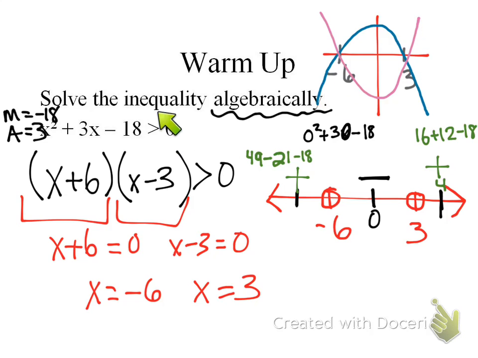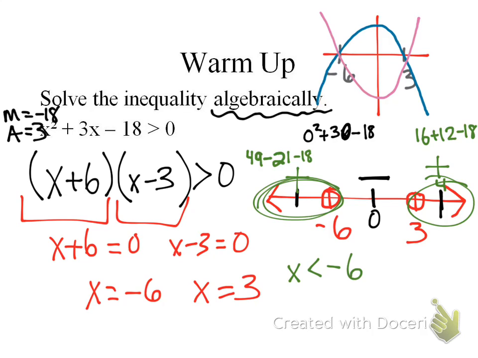All right, now look back to the original problem. They're asking us, where is this value greater than 0? So in which regions is it greater than 0? Yeah, anytime it's positive, right? So when it's above the 3, or below the negative 6. So when x is less than negative 6 or when x is greater than the 3.